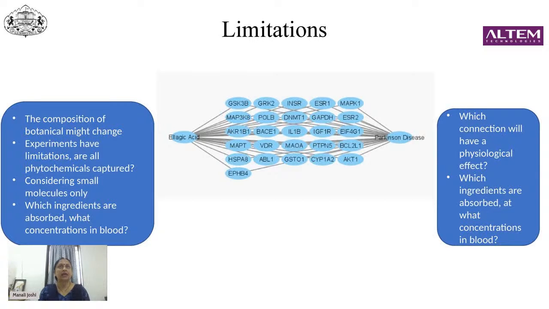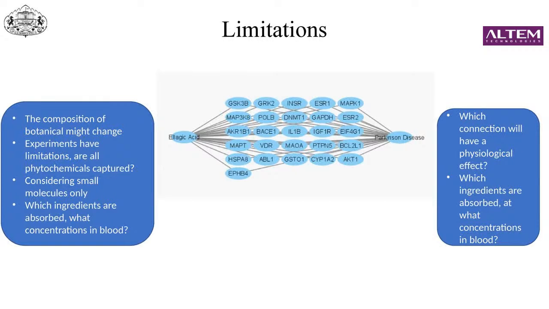So, for instance, right now, what we are saying when we build a network pharmacology model is that you go and compile all the chemicals. But like I said, the composition of the botanical might change, so we need a lot of standardization there. Experiments have limitations. So when I say I'm going to compile all phytochemicals, really, have I possibly captured each and everything that is there? Next, why are we only considering small molecules? What about peptides? What about other things that are there as an ingredient? Might they not have an effect on the body?